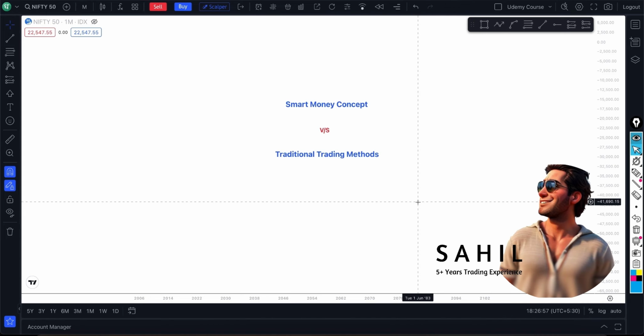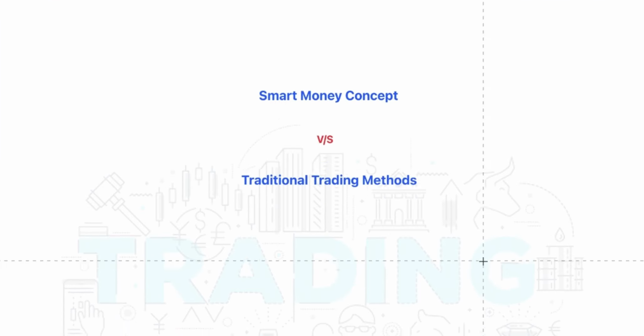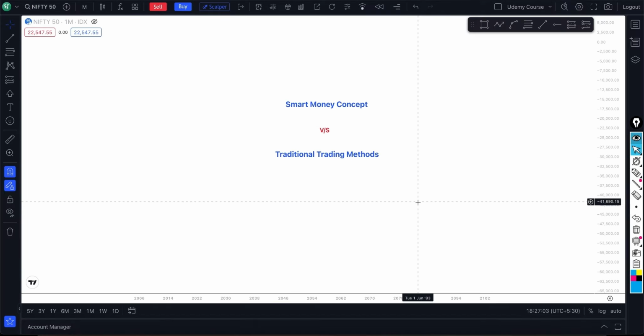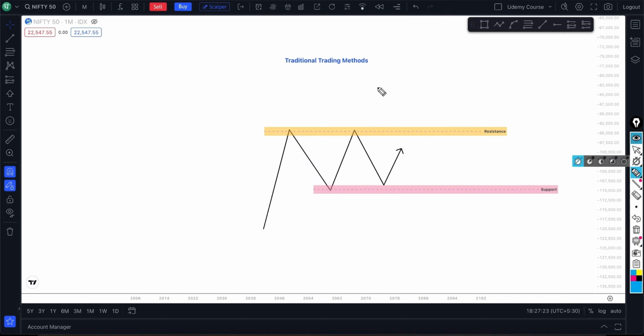My name is Sahil, and today we are going to compare traditional trading methods like support resistance, indicators, and chart patterns to smart money concepts, the way institutions and banks actually trade. Let's start with how most retail traders think.